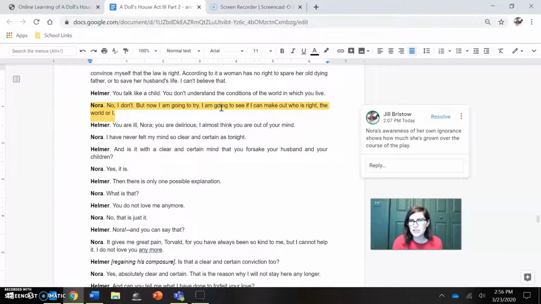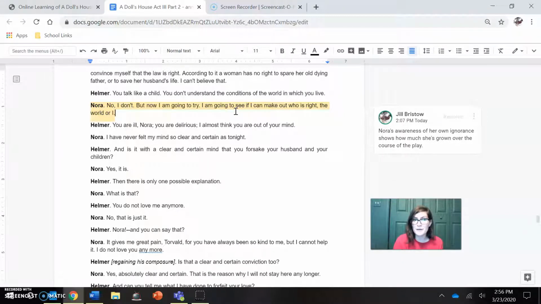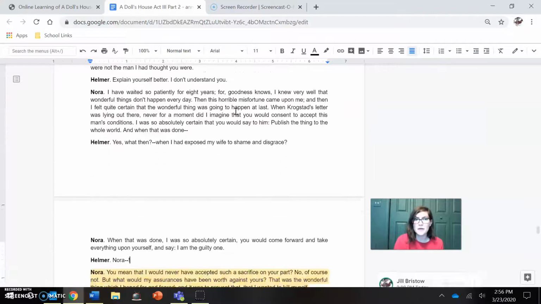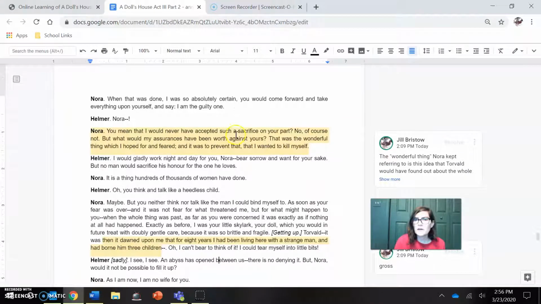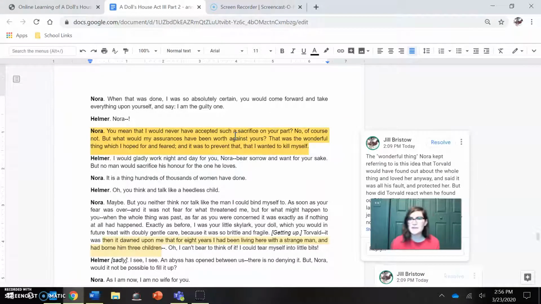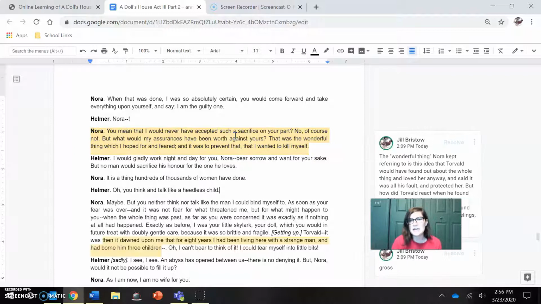Nora's aware of how ignorant she is about the world, which kind of shows how much she's grown throughout the play, because at the beginning of the play, she's like, "I can't believe a law would ever not let me protect my husband," and now she's like, "Yeah, I don't understand crap, so I'm going to go out and try and figure this world out on my own," which is what she thinks is very important. The wonderful thing that Nora referred to throughout the play was this idea that Torvald would have found out about the whole thing and loved her anyway, said it was his fault, taken the blame, protected her. Except when he found out about that, the wonderful thing didn't happen. Instead, he screamed at her, lambasted her, yelled at her, just basically acted like the worst person ever.